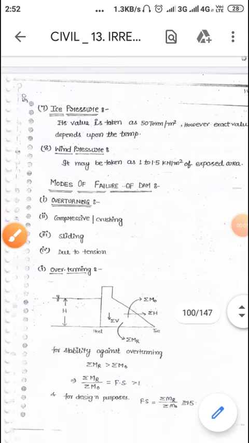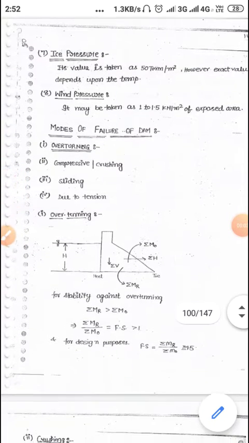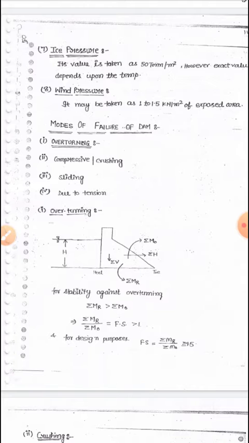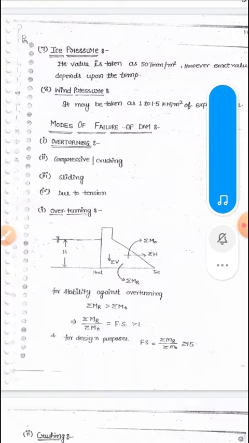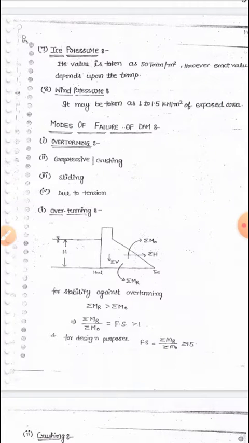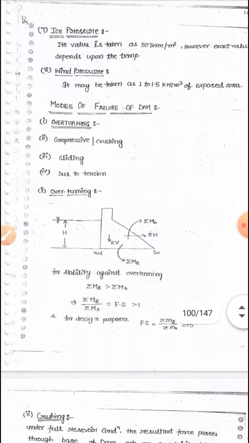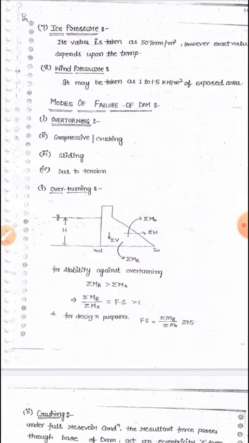Hello students, in the series of water resource engineering, I am going to continue the mode of failure of the gravity dam. A gravity dam may fail in the following four ways: overturning, sliding, compression, and tension. So let's see.